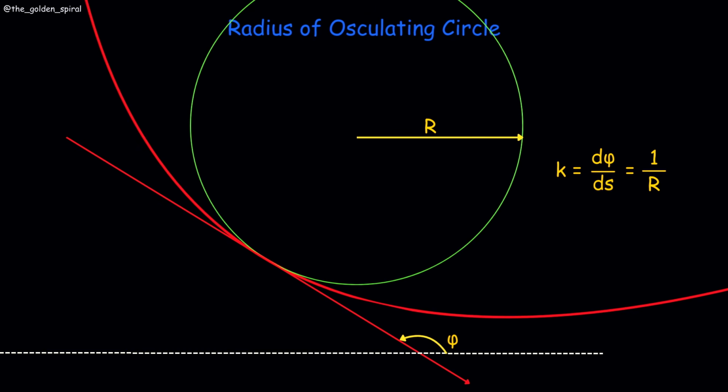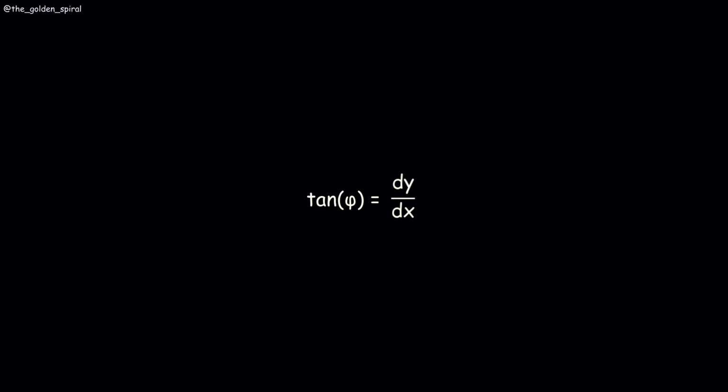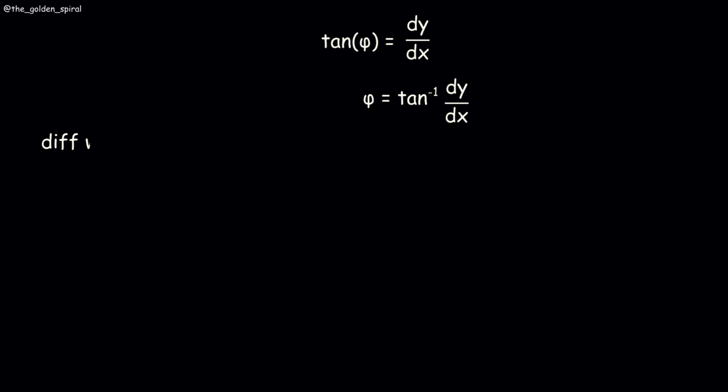And how do we do that? We need something that can relate phi and s. And how can we do that? We know a relation between trigonometry and calculus, that is tangent of phi is dy over dx, which we can write as phi equals tangent inverse dy over dx. If we differentiate it with respect to x, if you remember the derivative of tangent inverse x from your high school, we have d phi over dx equals 1 by 1 plus y dash squared times second derivative of y.